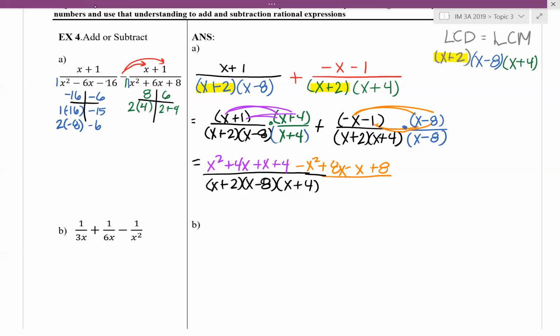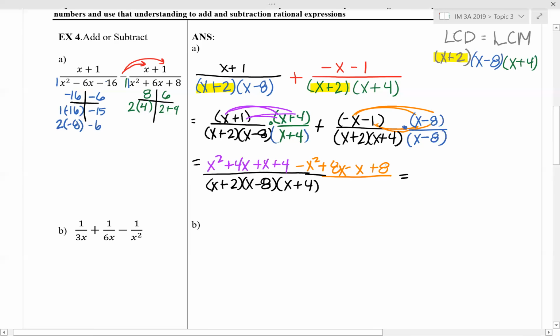So then I want to combine like terms if possible. So I have a lot of like terms. Notice I have an x squared and a minus x squared. Those are actually going to cancel out to 0. I can do the same thing with an x and a negative x. So really I'm just adding 4x plus 8x, which is 12x, and 4 plus 8, which is 12. So I have 12x plus 12 over x plus 2 times x minus 8 times x plus 4.